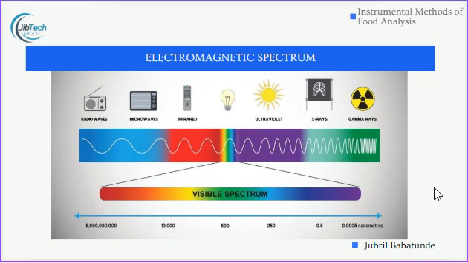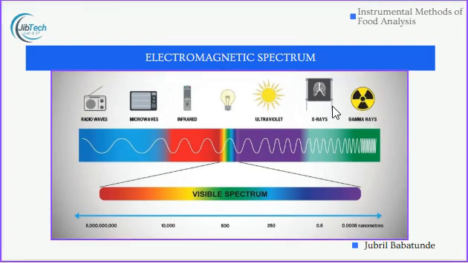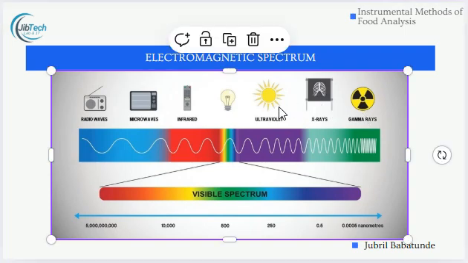All right, electromagnetic spectrum. So now, talking about the regions at which the interaction takes place. We have these regions here. We have the gamma ray region, the X-ray region, the ultraviolet region, the visible region, and then we have the infrared region. Then we have the microwave region, and then we have the radio wave region.